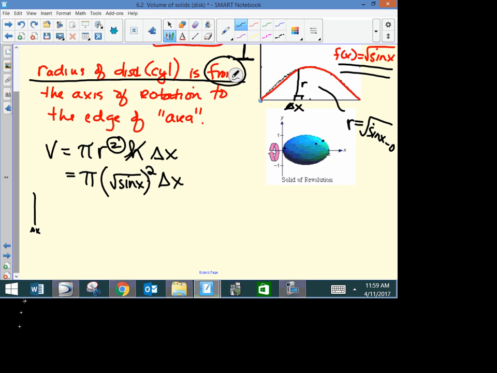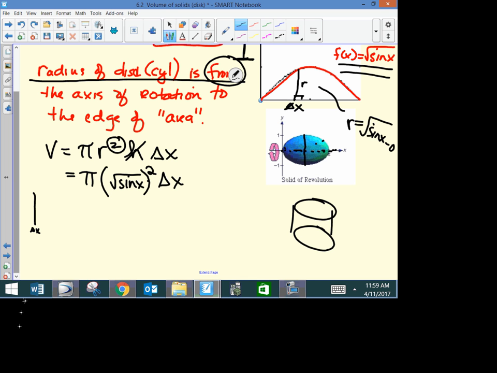Yes, Megan? The radius is not the area. Yeah, but that's not how we do area. The radius is the length. Remember this is your axis of rotation right here. You have a circle sitting right here. That's your disk.